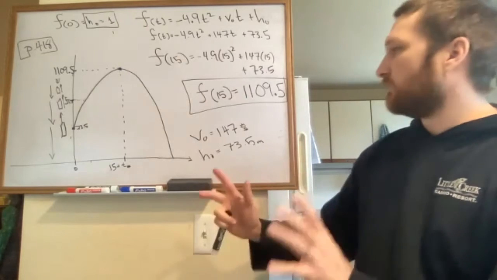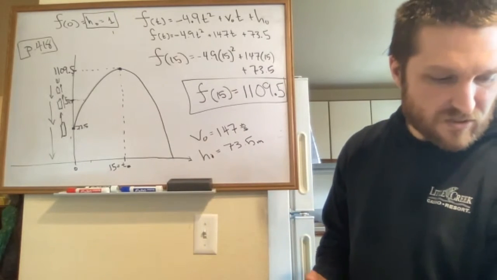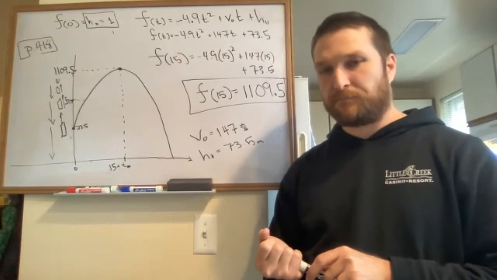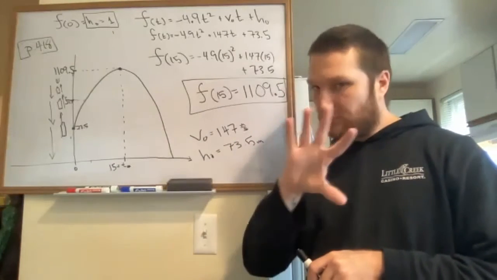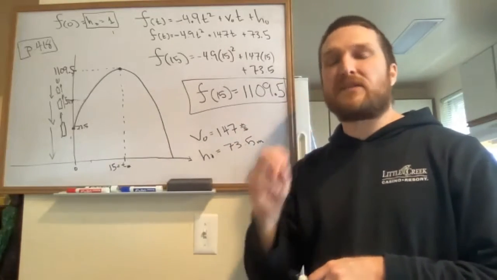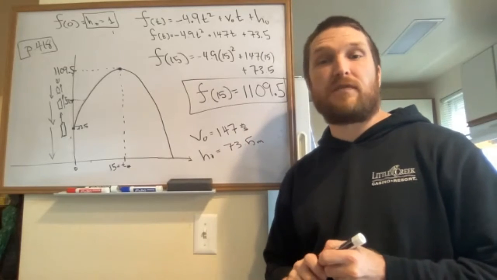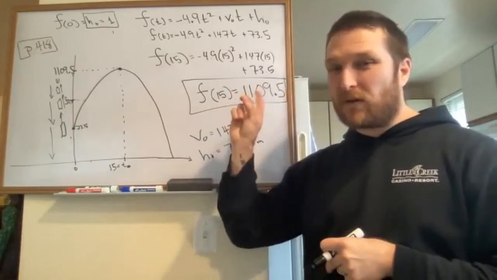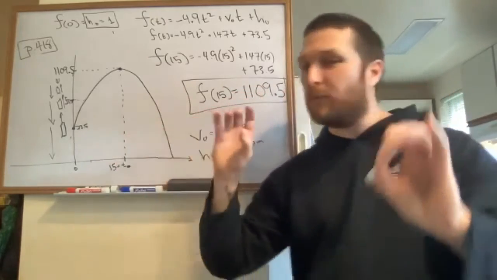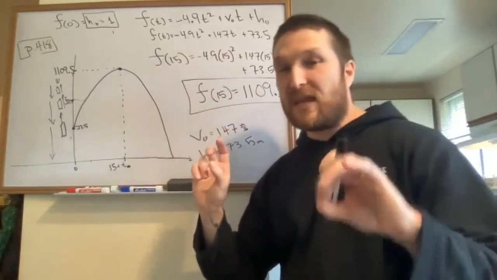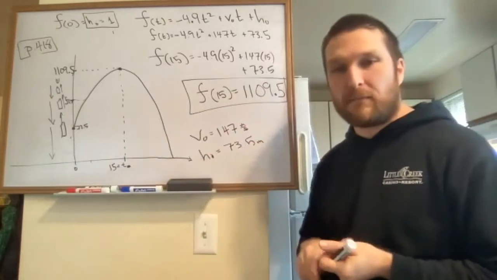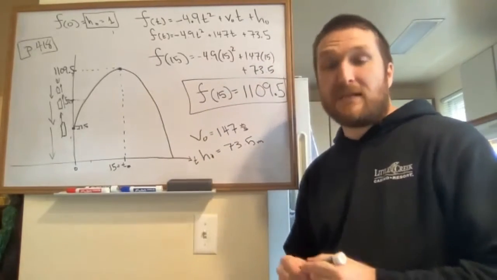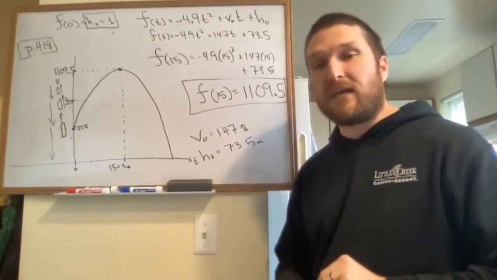Okay, the last question here is, when does it reach the ground? So they want to know when it reaches the ground. They're basically saying solve for t, right? That's what we're trying to find. And remember, anytime we're working with functions, we're talking about an input-output relationship. And so when they say when, that means time. So they're basically saying solve for t.